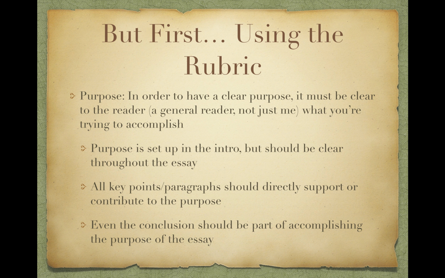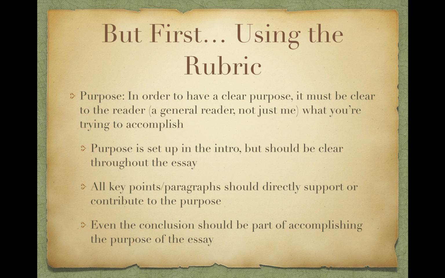It has several different categories, and what I'm going to do here is go over each of the categories and talk to you a little bit about what they mean and how you can edit for them. So the first category in the rubric is purpose. Purpose connects a little bit to what I was just saying to you. It means you need to have a goal.